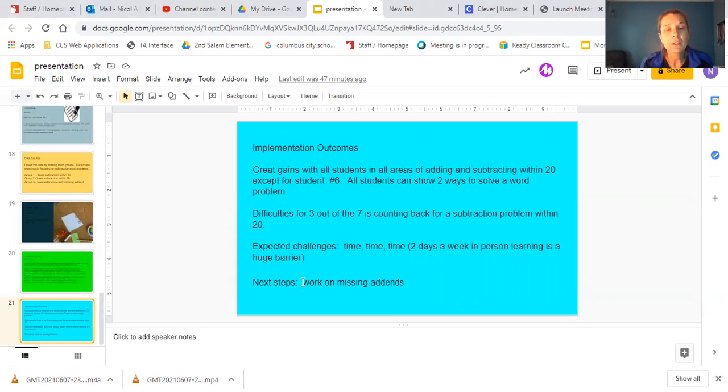Next steps, if I had them a little bit longer, again, we'd be working on missing addends or counting backwards a little bit more too.